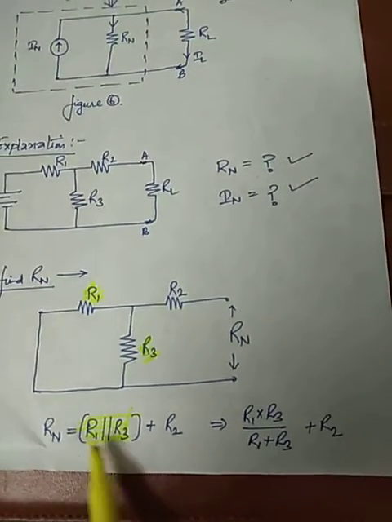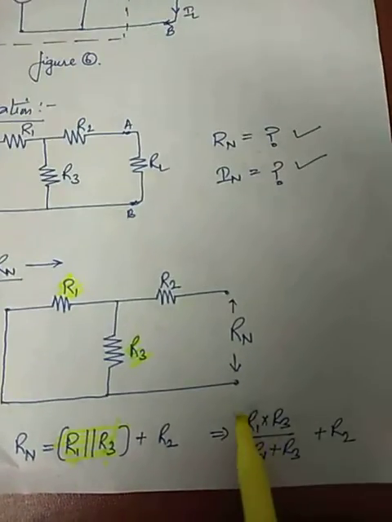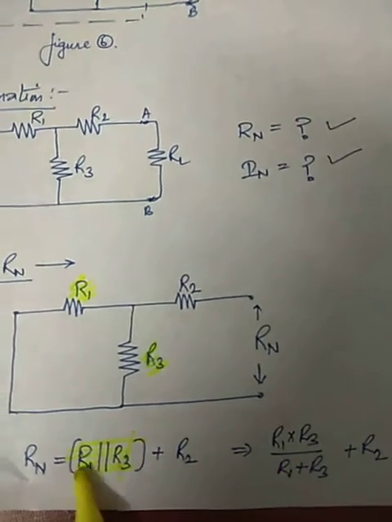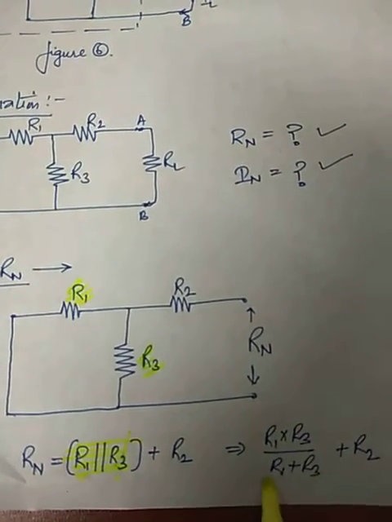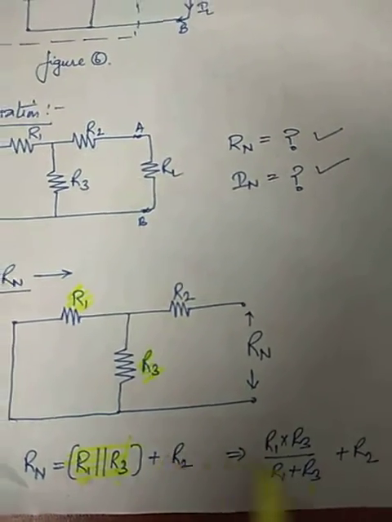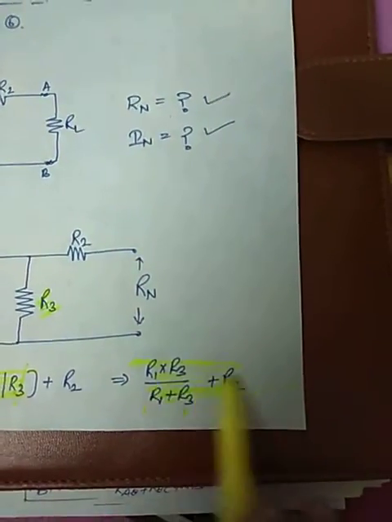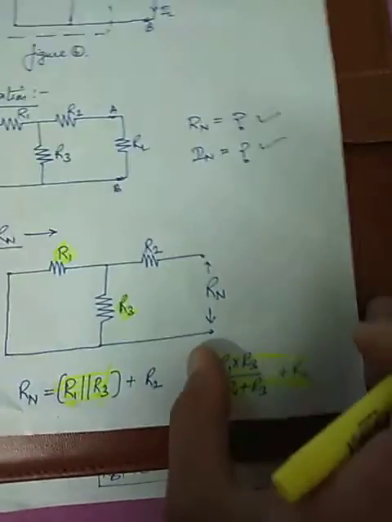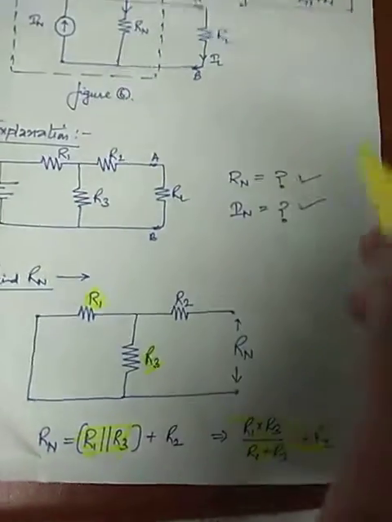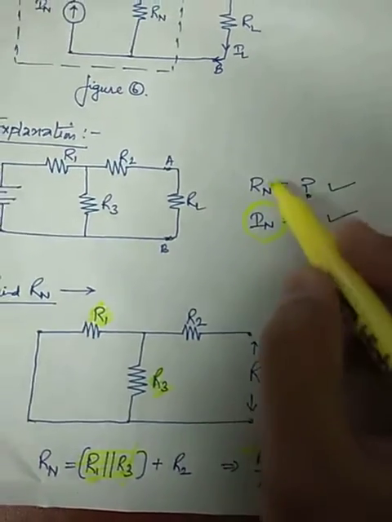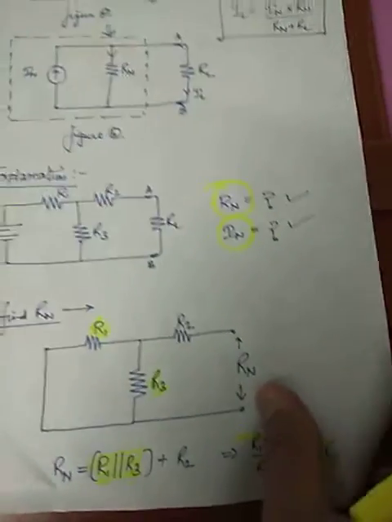If the two resistances are connected in parallel, then formula will be multiplying both divided by sum. So here R1 into R3 divided by R1 plus R3, plus R2. So this will be the formula of Rn. So from here we will calculate very easily the Norton resistance. Now in next we will calculate the value of In. Rn is already calculated here.